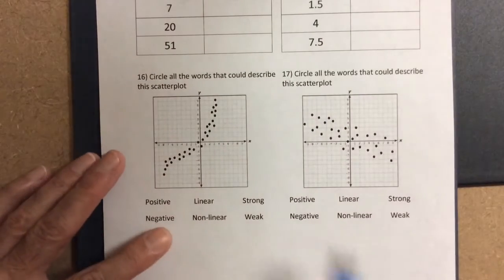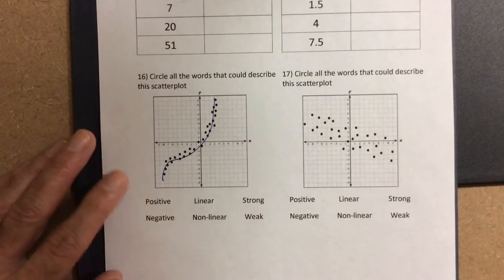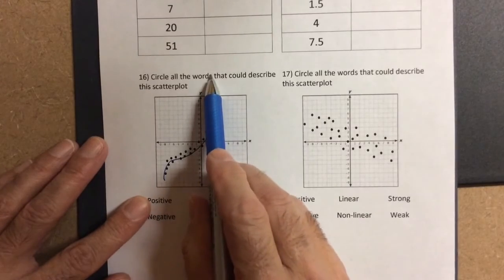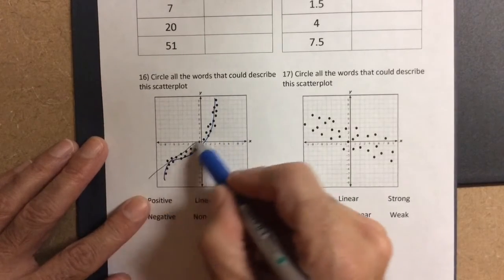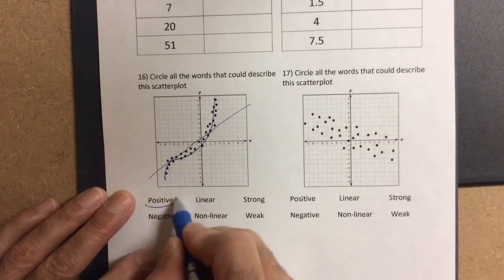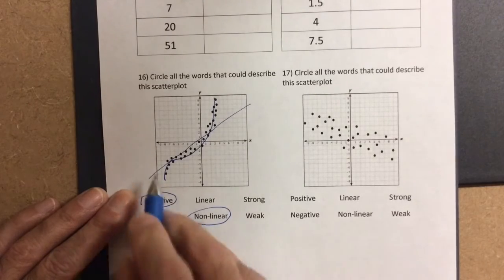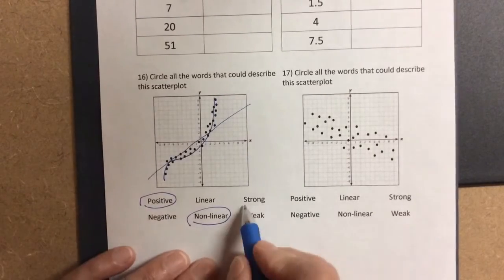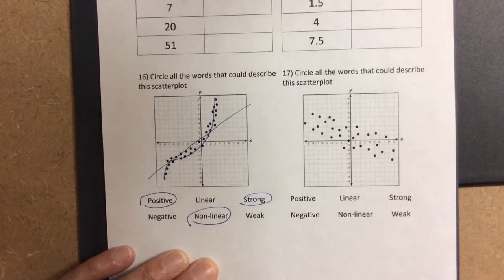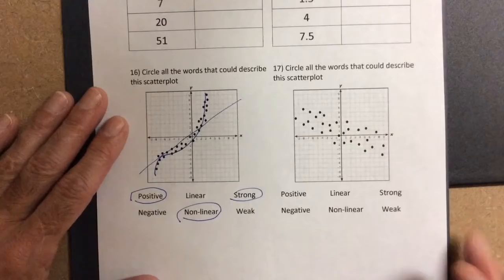Okay, the last 2. This one really is not linear because you can see the trend is going up, and if you try to use a line to predict, you get farther and farther off. So this one is positive. It's not linear, just too far away from a line, and it's strong because the dots are close together. Now, if you missed it, I didn't mark it wrong unless you put negative or unless you put linear, because I thought you should know those two.